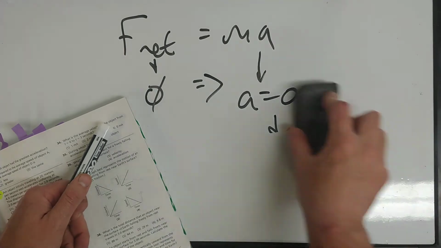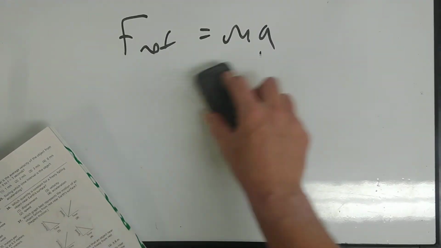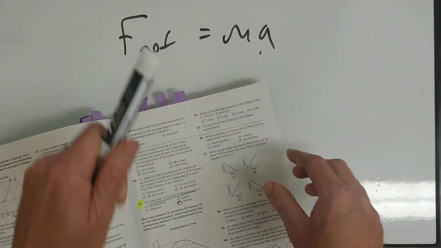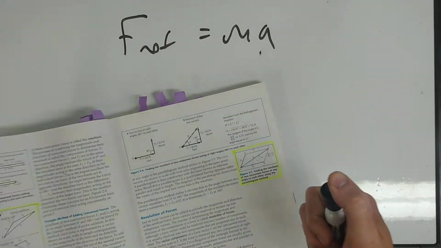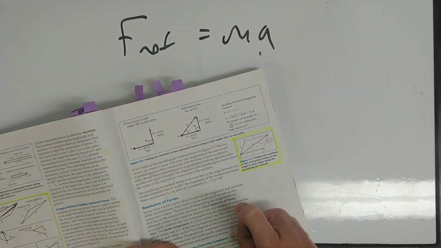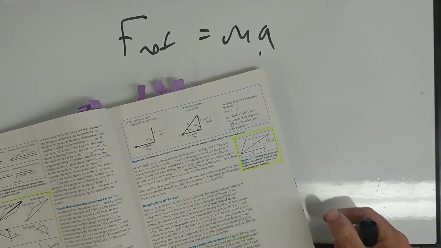Dynamic is when it's not a constant velocity. There is an acceleration in the dynamic situation. So the first bit here is about components and forces, adding them up, all that sort of thing.